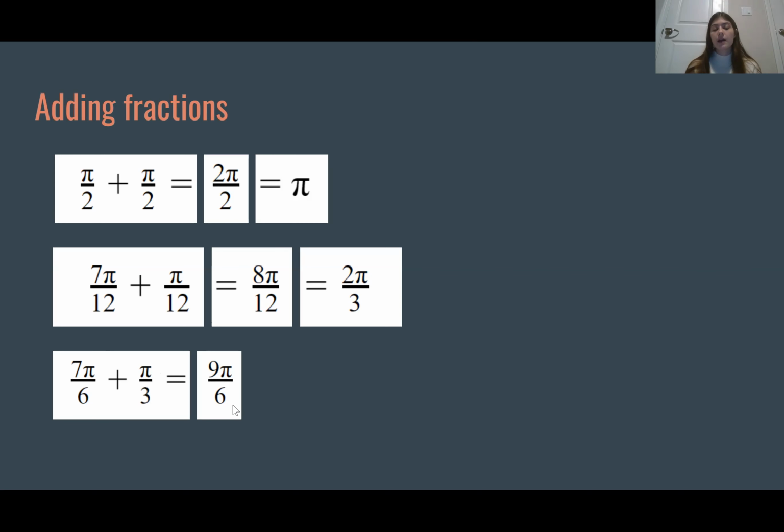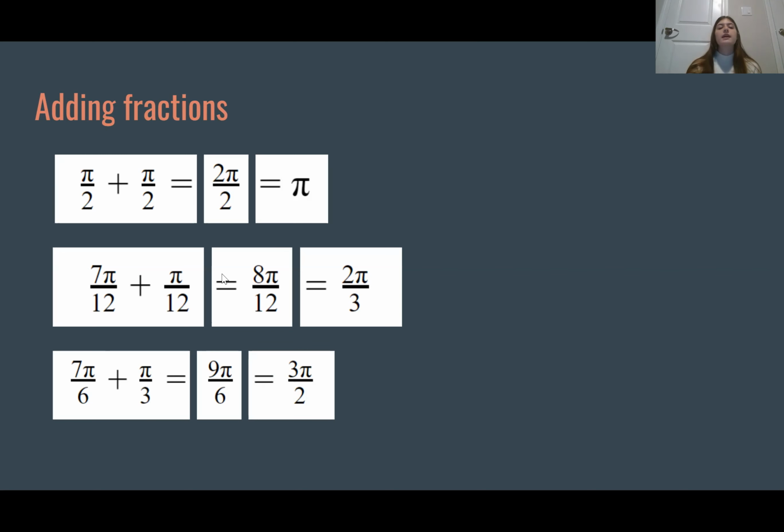And then again, just like how we did before, we can simplify this. We can divide the numerator and the denominator by 3. So 9 divided by 3 is 3, and 6 divided by 3 is 2. So then we'll get 3 pi over 2. Again, the pi stays there. The pi doesn't disappear. Okay? Treat it like it's a variable. It's not going to disappear anywhere. Okay? You keep the pi.